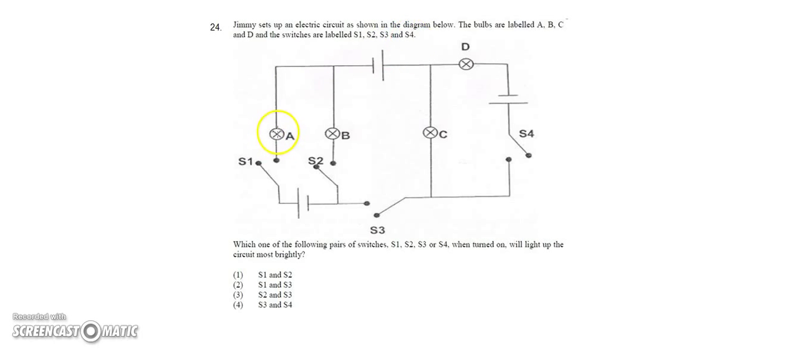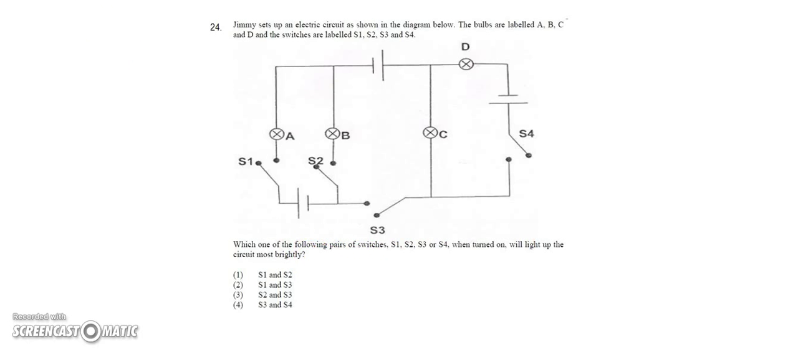So you can see in the circuit here, bulbs A, B, C and D, and switches 1, 2, 3 and 4. Okay, so which one of the following pairs of switches S1, S2, S3 or S4, when turned on, will light up the circuit most brightly?